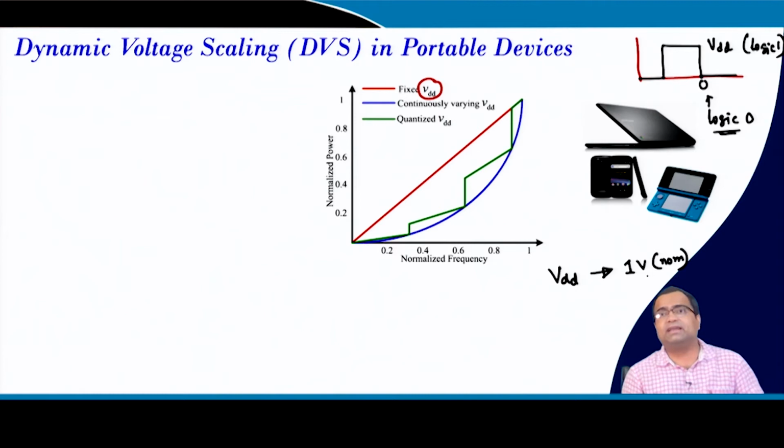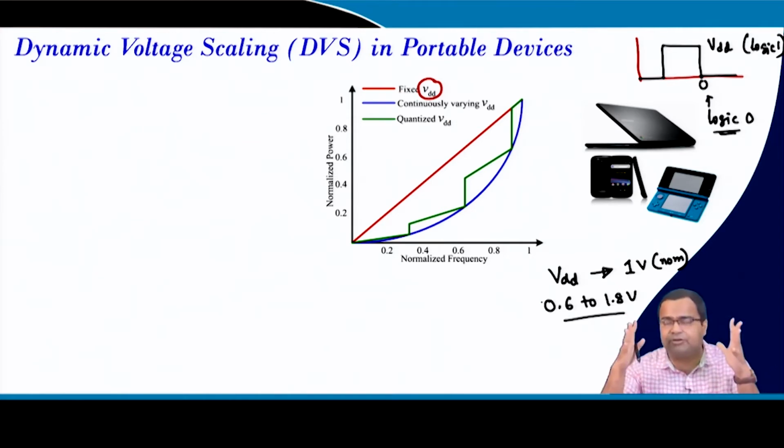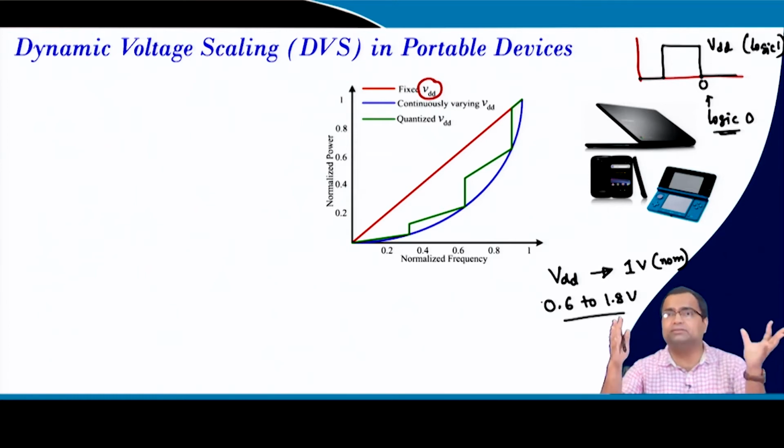this VDD also has some flexibility within a noise margin, that means it can vary between 0.6 up to 1.8 volt. Why do you do so? Because within this range your logic will be treated as logic 1. So, this variation in the voltage is provided to do something, and that we are going to discuss.